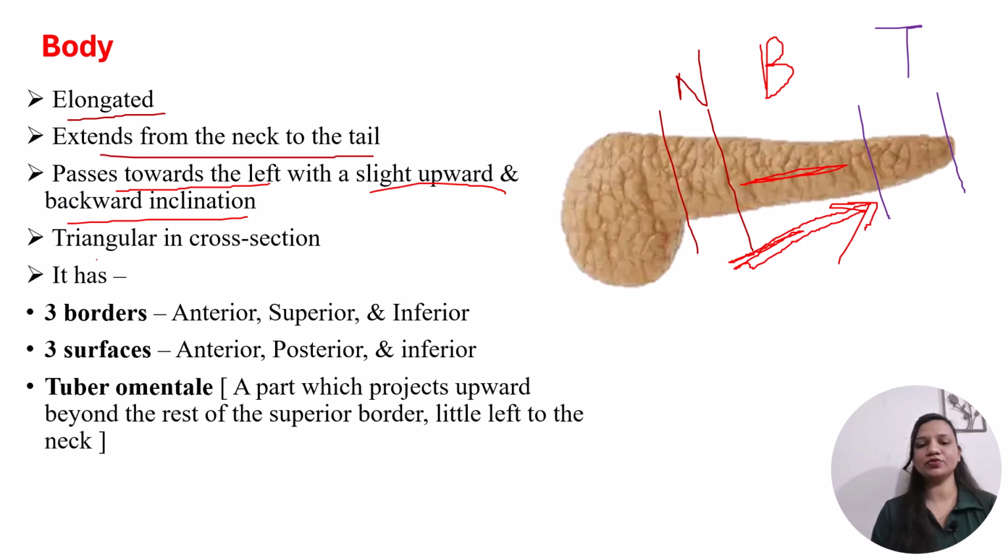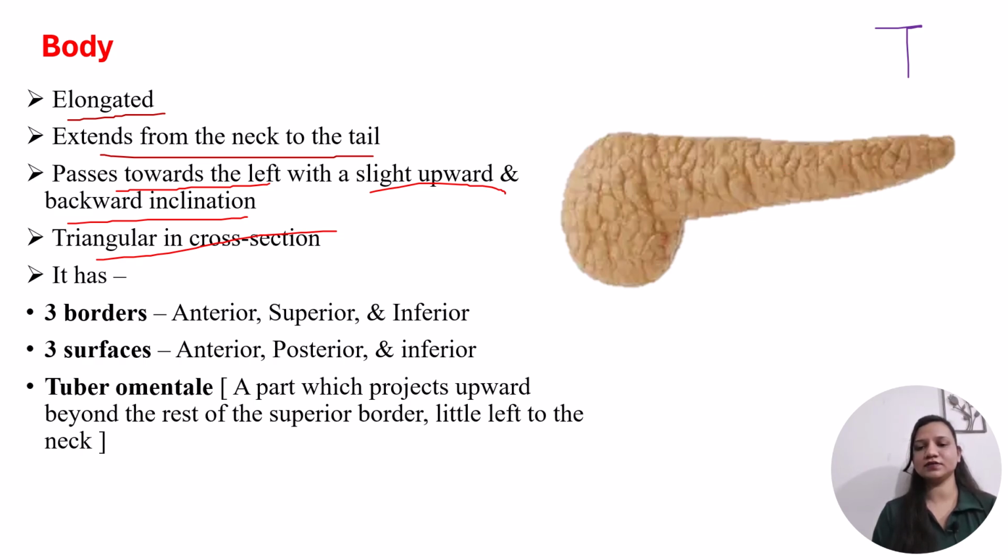It is triangular in cross section. So, body of pancreas is actually triangular in cross section, that means it has 3 borders and 3 surfaces. So, 3 borders include anterior, superior and inferior border.